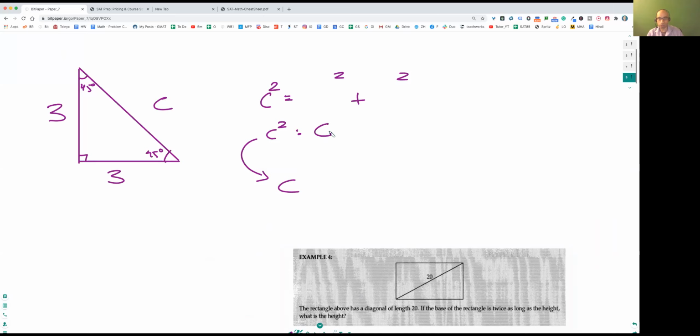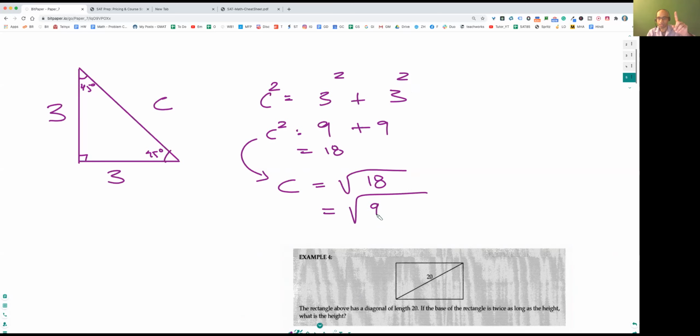So C squared over here, guys, is going to be equal to 3 squared plus 3 squared, because this side plus this side. So you write down 9 plus 9, which is equal to 18. C squared is equal to 18, and so C is the square root of 18. The way you go from C squared to C is just in your calculator. You put in the square root of 18. That's your answer.